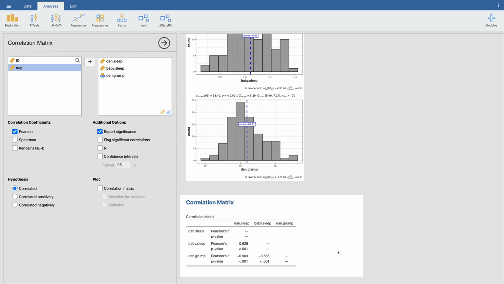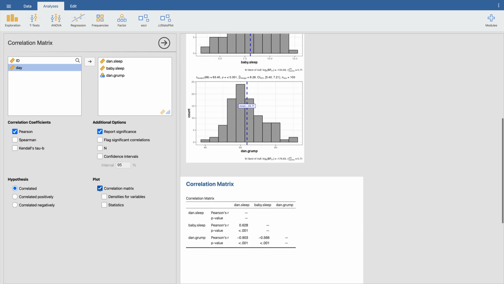So what do we see there? The more sleep that Dan gets is related to more sleep that the baby gets, and when Dan gets more sleep, his grumpiness goes down. That's the minus 0.9 correlation. And when baby sleeps and Dan is grumpy, that's also a negative relationship. So the more sleep the baby gets, the less grumpy Dan is. You can see all that just in the correlations.